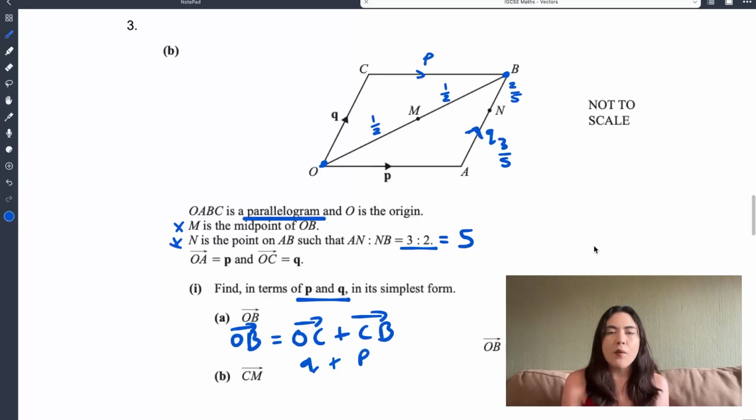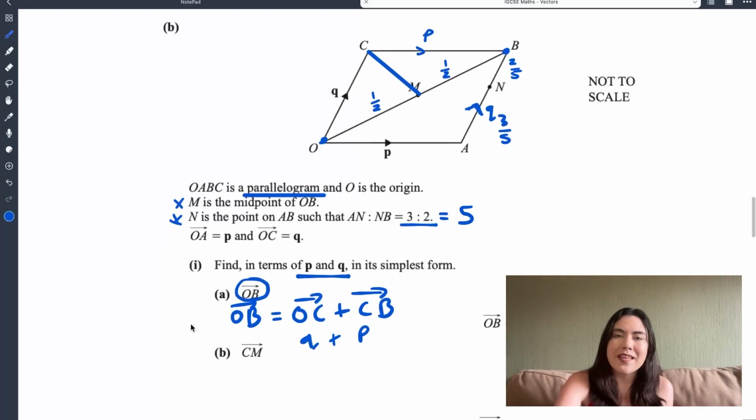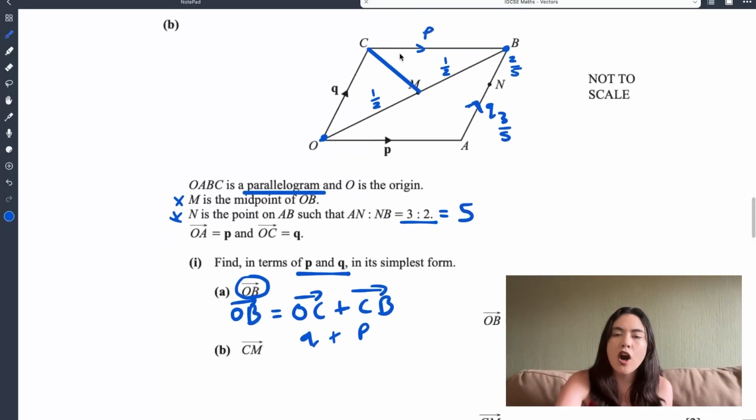All right, now we need to find C to M. Now this one's a little bit more complicated because again, we don't entirely know what M is, but we do now. Because remember we said that M is a half of OB. Now previously we didn't know what OB is, but now we just figured it out. So that basically means that M is a half of OB, which is Q plus P. I just want you to be able to understand that.